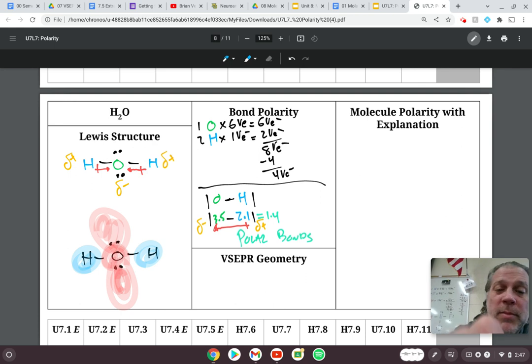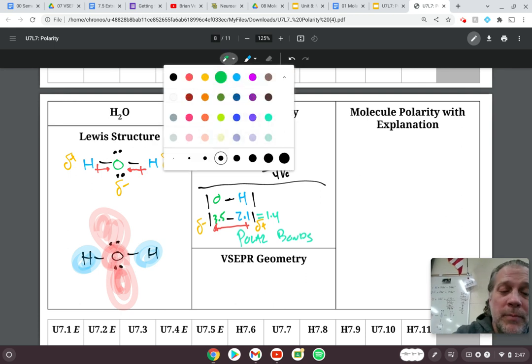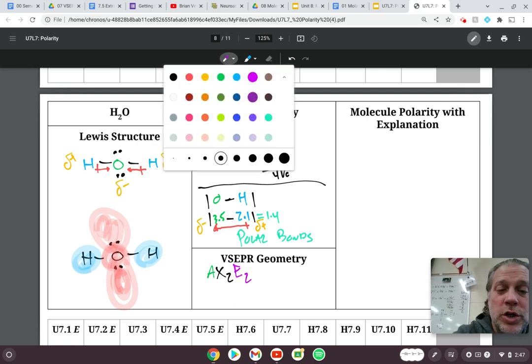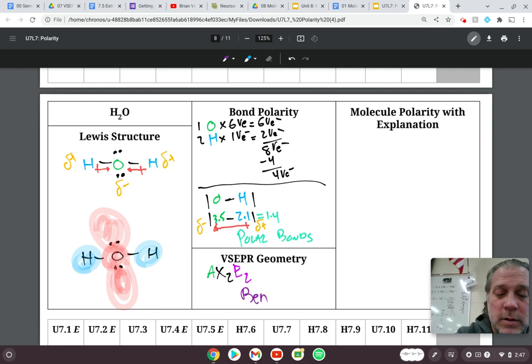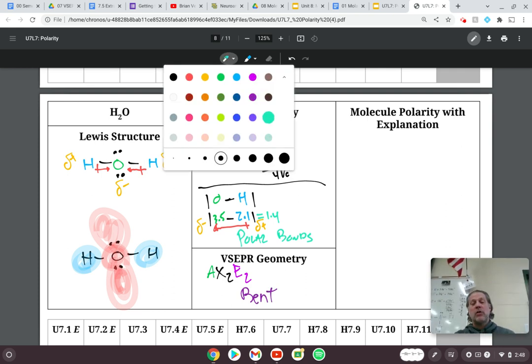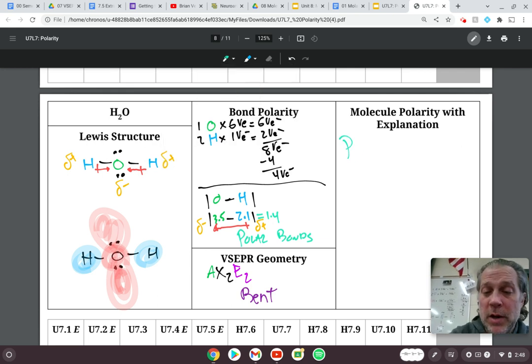Let's take a second to talk about the shape here. So this could be an AX2, and it'll be an E2, which we should know is bent. Now, when we talk about this molecule itself, whether the molecule is polar or nonpolar, this is going to 100% be a polar molecule.